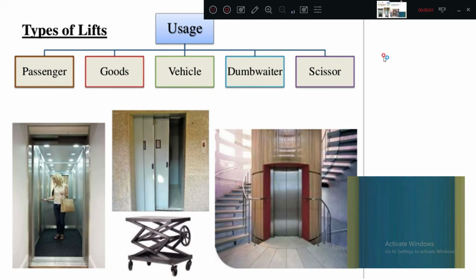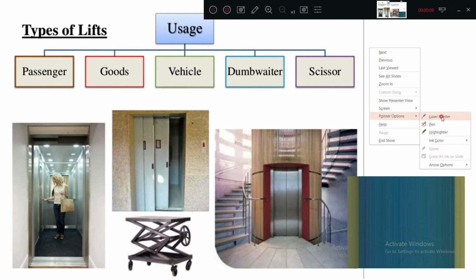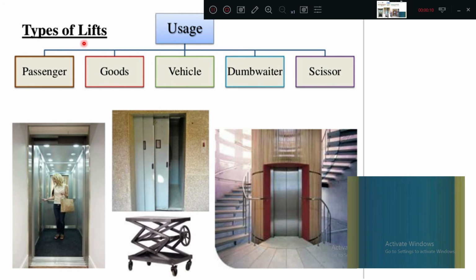Okay, good afternoon, friends. We will see some of the basic types of lifts and their schematic diagrams or pictures, and how they are used. So we have types of lifts depending upon their usage: passenger, goods, vehicle, dumbwaiter, scissor. This is an example of a scissor lift. This is a passenger lift. This might be cargo. This is for everyone, general.